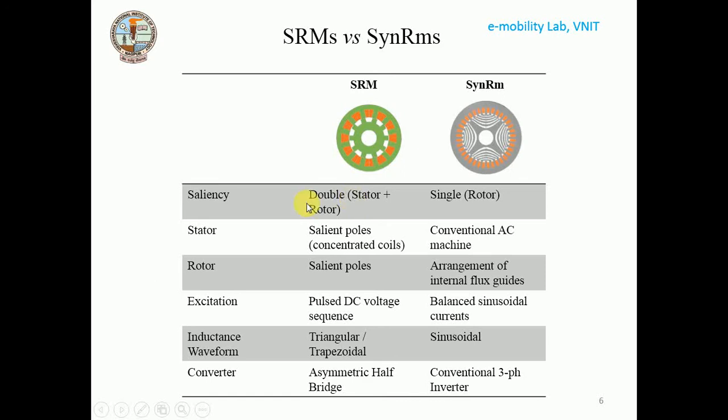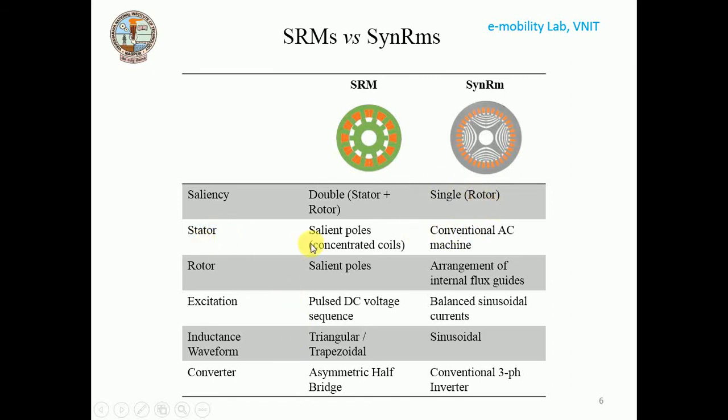Saliency is nothing but a variation in the air gap. You have salient pole synchronous motors in your BTech syllabus, so it came from there. The saliency is double, that is stator plus rotor, in the case of switched reluctance motor, and in the case of synchronous reluctance motor the saliency is only on the rotor side.